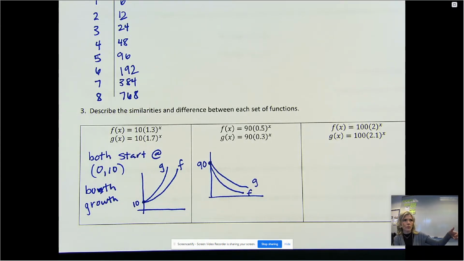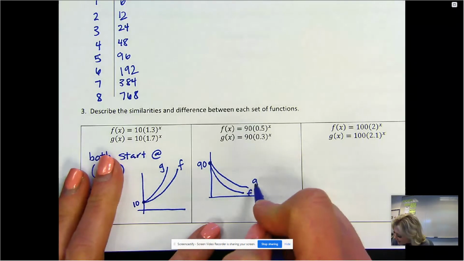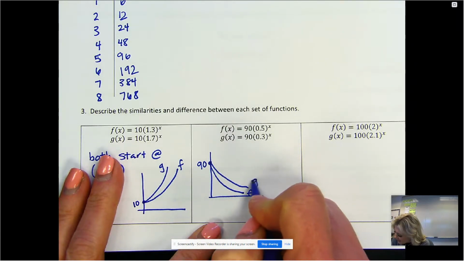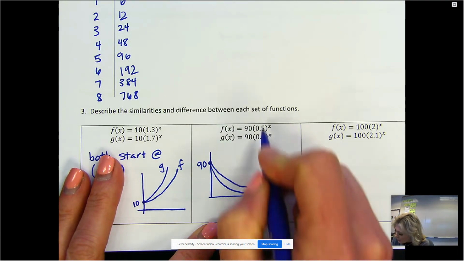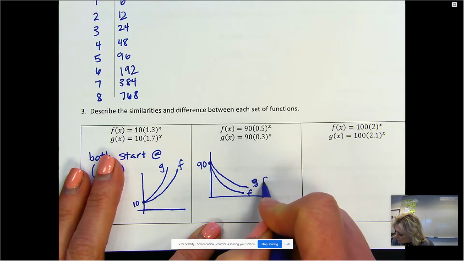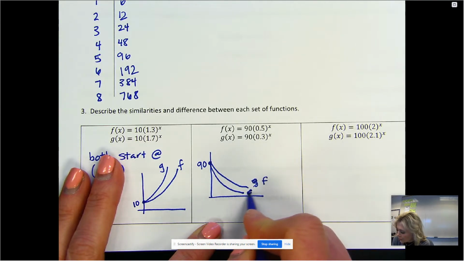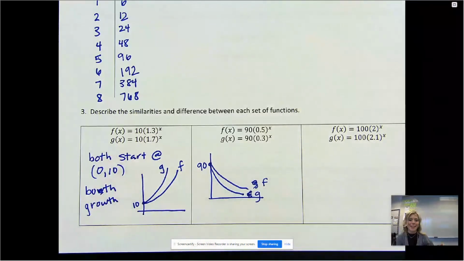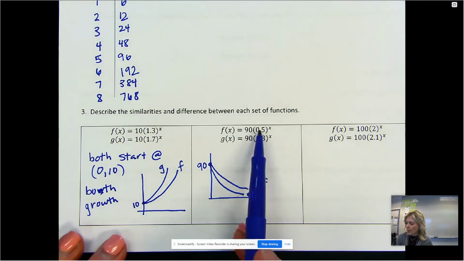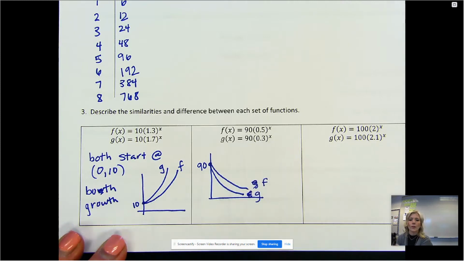Wait just a second. It's the other way around. This would be F, because F has 50% left each time, and this would be G, because G has 30% left each time. So it's the opposite of what you would think, I guess, a little bit. So this one's going to drop faster because it has a smaller decay factor. Okay, it's closer to 0.